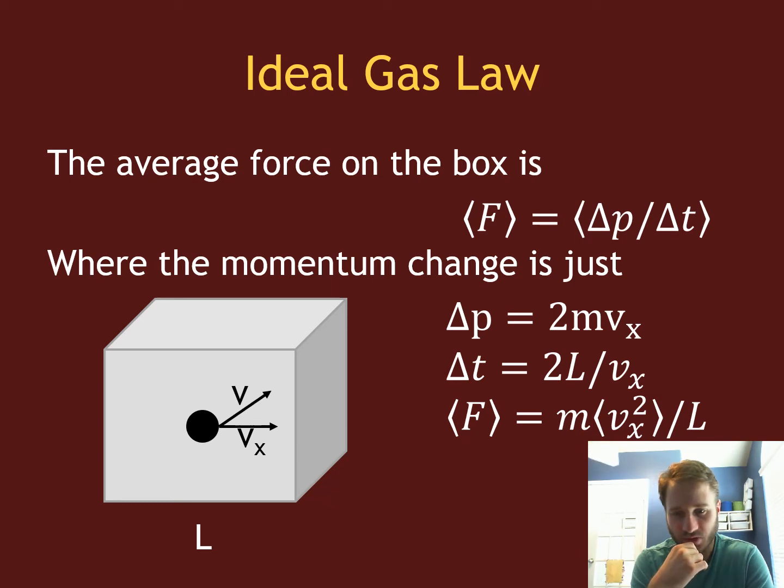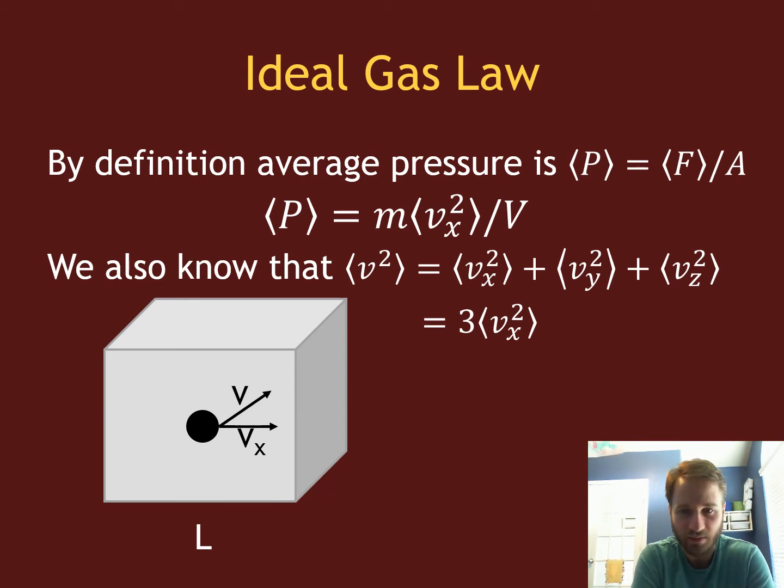divided by Vx. Plug all that in, and the average force is just going to be related to the mass of the particle times its average velocity squared divided by the length. And so to get the average pressure, that's just the average force over some area.